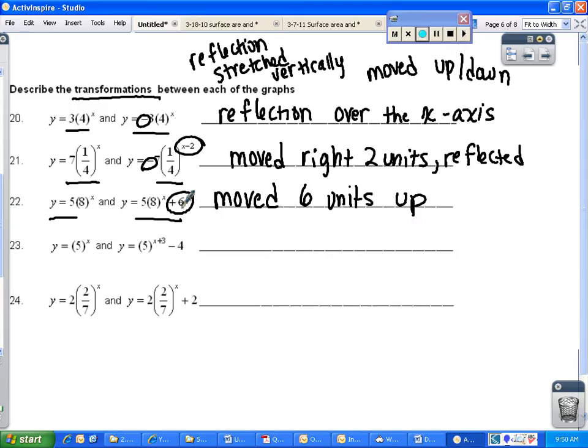Again, added or subtracted at the end moves up and down, add or subtract in the exponent moves it left, right. So here, you have both exponent and at the end. The plus 3 moves 3 units, and you think it moves it to the right, but it actually moves it to the left. And the minus 4 does move it down, so 4 units down.